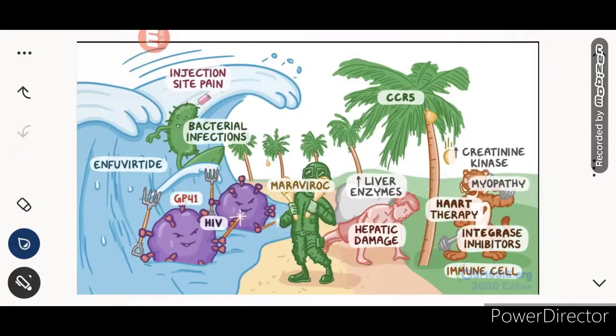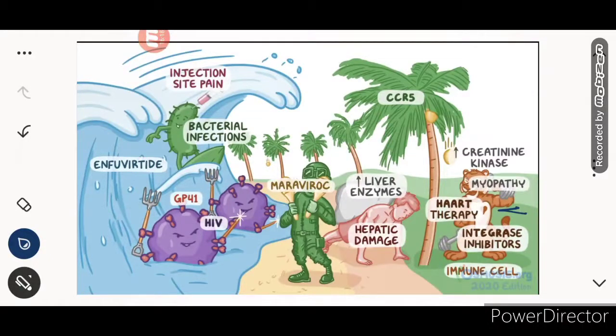Okay, so the main side effects of enfuvirtide are bacterial infection and injection site pain. The next drug in the class is maraviroc. Here a soldier is holding the Marvs for maraviroc. Maraviroc also causes an increase in liver enzymes and hepatic damage. These are the common side effects.